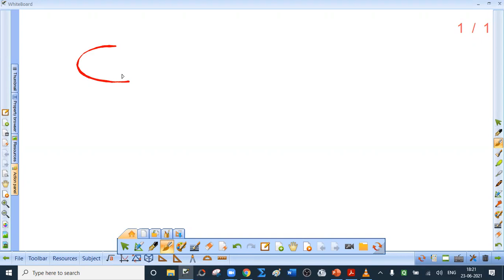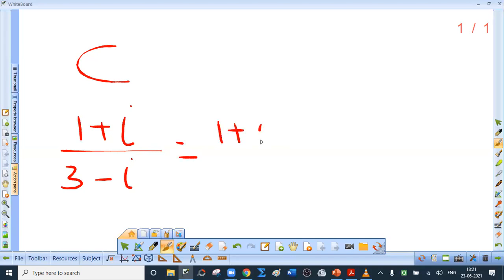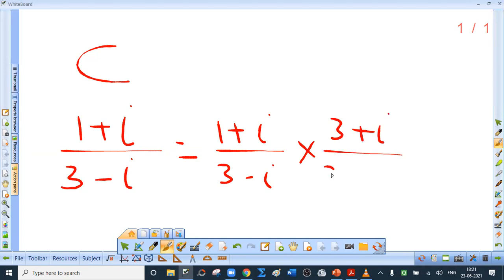Then we have discussed the product of two complex numbers. In fact, it is applicable for more than two complex numbers also. Now, division of complex numbers is important. Suppose we are asked to divide 1 plus i by 3 minus i. So division by a non-zero complex number is defined as follows: to divide 1 plus i by 3 minus i means to multiply both numerator and denominator by the complex conjugate of the denominator.